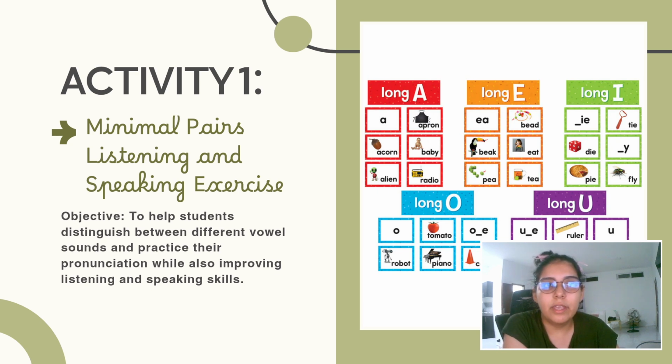How do we have the integrated lesson in this activity? Listening, identifying a vowel sound in the minimal pair. The speaking, practicing pronunciation with a partner could be an idea. Reading the minimal pair aloud, and writing could be writing sentences using minimal pairs to demonstrate understanding.